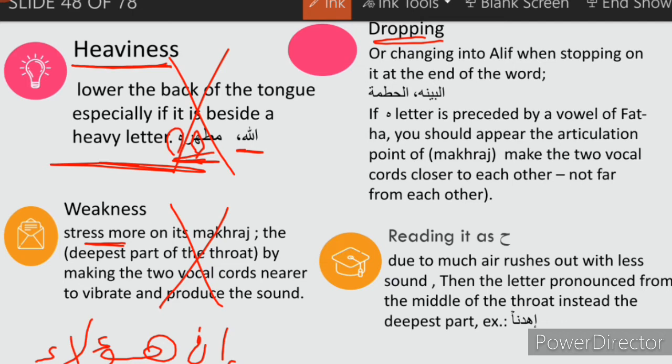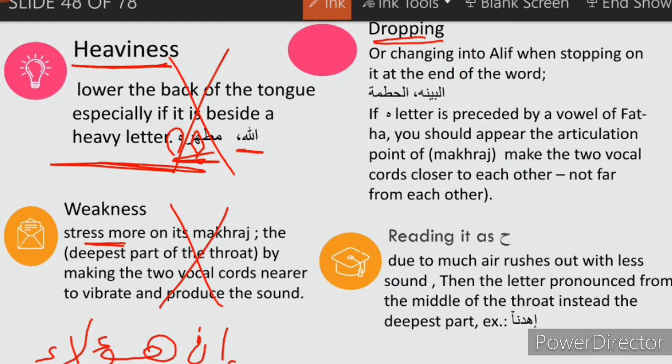Al-bayyina. You see, the ha sound is clear. And al-hutama, the same way. Al-hutama, and not al-hutama. You feel that the end of the word is a mim with fatha. Okay, and this is one of the mistakes we should take care about.